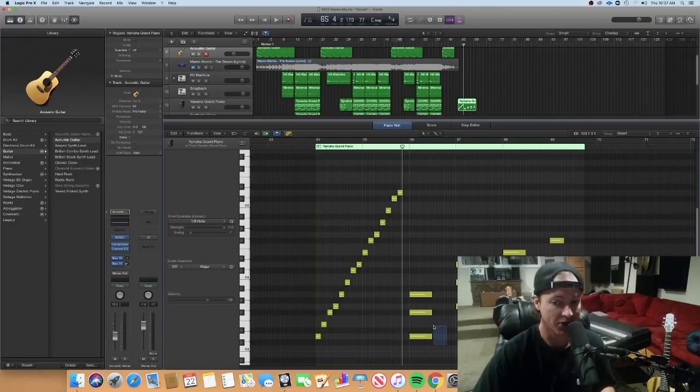So we have a D major chord. That's our most basic chord starting on the 1. It has the 1, the 3, and the 5. That's where these notes come from.